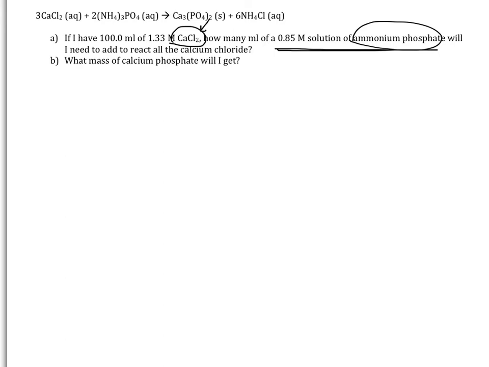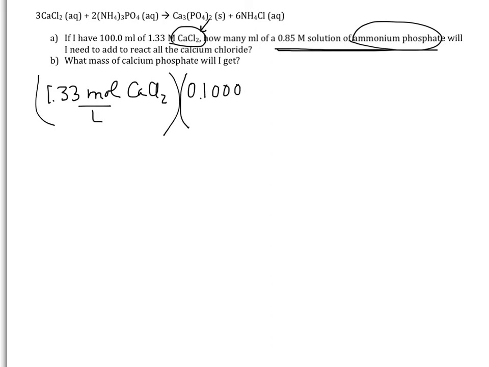To do that, we're going to need to figure out how many moles of calcium chloride we have. If we know the moles of calcium chloride we have, we can figure out how many moles of ammonium phosphate we need. So let's figure out how many moles of calcium chloride we have. We have 1.33 moles per liter of calcium chloride, and we know that the volume that we have is 0.1000 liters. So that gives us 0.133 moles of calcium chloride.